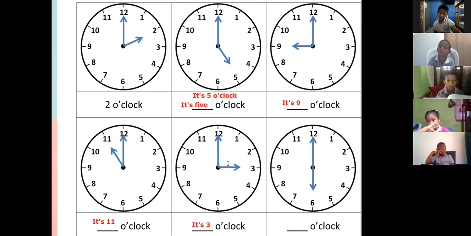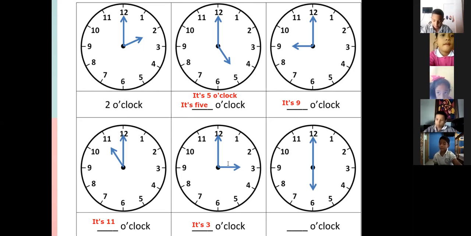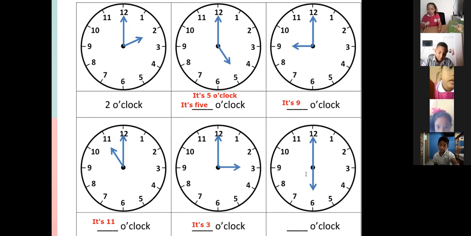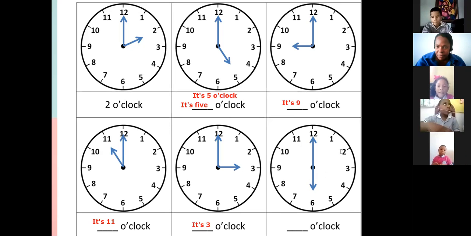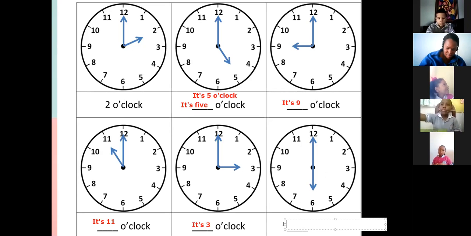Fernando, tell me, what time is it? 5 o'clock. It's 8 o'clock. Mira, mira, mira aquí, ve. No, it's 5. Look at here. 6 o'clock. Épale, thank you. It's 6 o'clock. It's true.